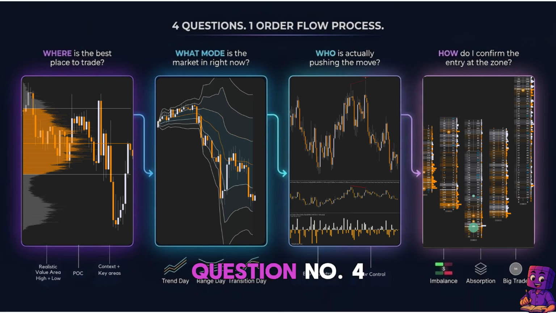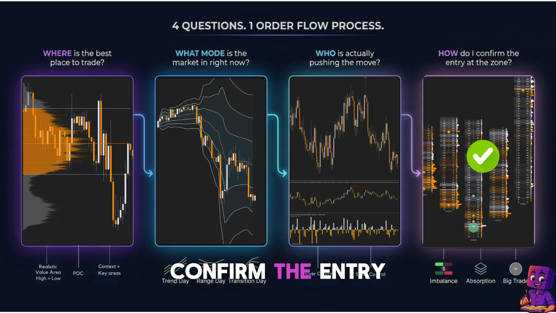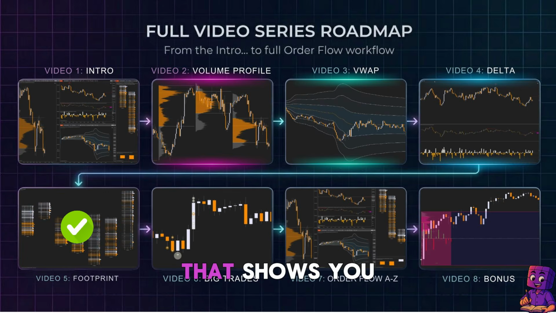In the next episode, we answer question number 4: how do we confirm the entry at the zone? That's footprint, which shows you the imbalances and absorption inside the candle.